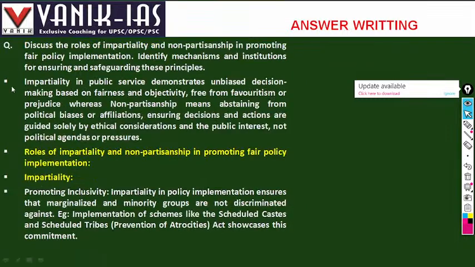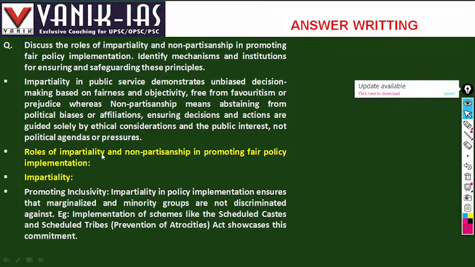Then coming to the question: discuss the role of impartiality and non-partisanship in promoting fair policy implementation. Identify mechanisms and institutions for ensuring and safeguarding these principles. Impartiality in public service demonstrates unbiased decision making based on fairness and objectivity, free from favoritism or prejudice, whereas non-partisanship means abstaining from political biases or affiliations, ensuring decisions and actions are guided solely by ethical consideration and the public interest, not political agenda or pressures.